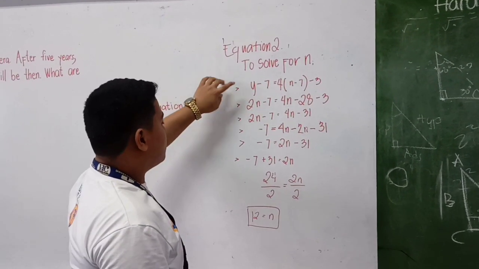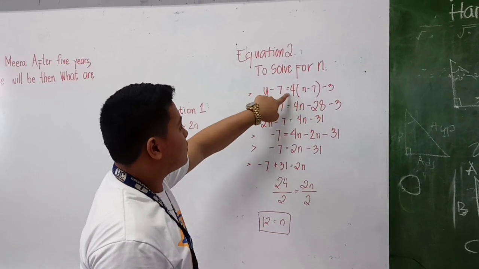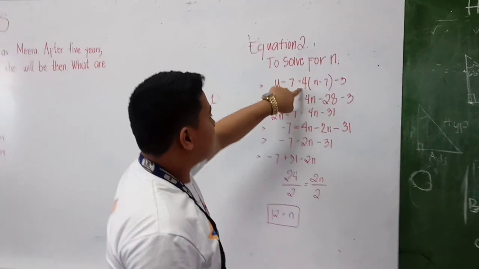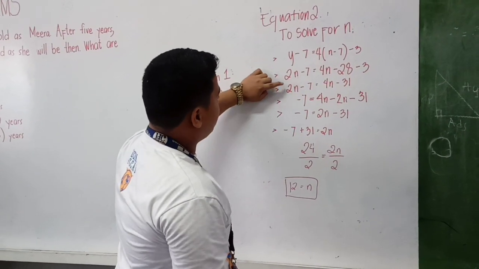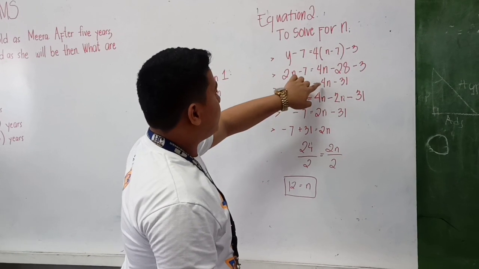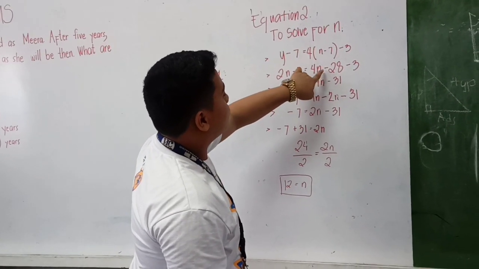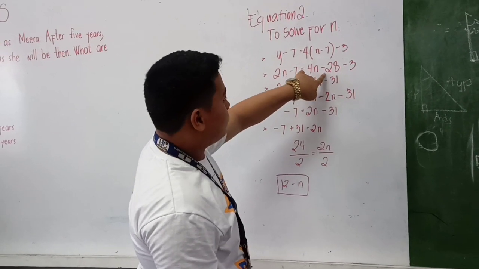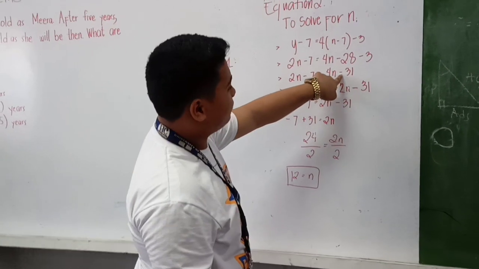So, substitute y with 2n. 2n minus 7 equals 4 times n, which is 4n. Then, 4 times negative 7 equals negative 28, minus 3. So, we have 2n minus 7 equals 4n minus 28 minus 3. Negative 28 minus 3 equals negative 31.